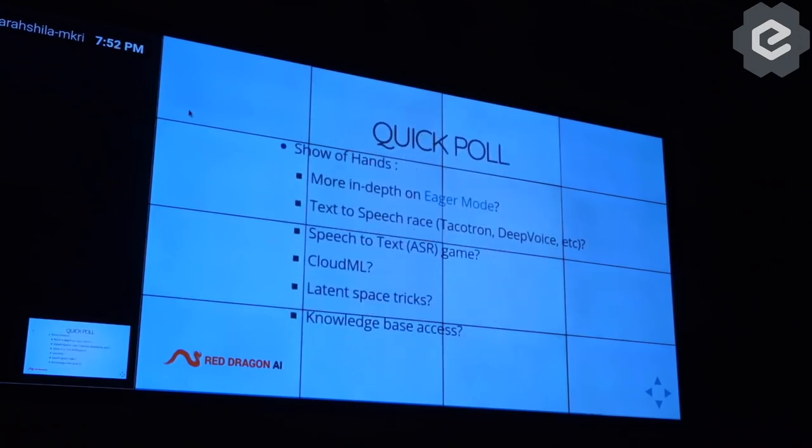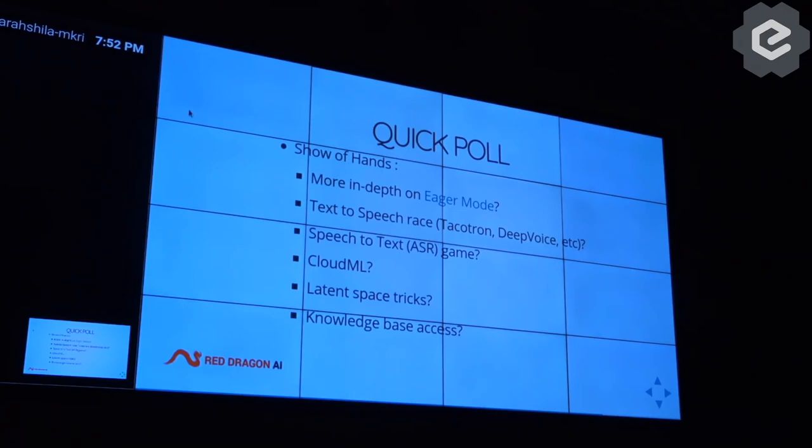Nice. So can I have a show of hands? Can everyone raise their hand? Everyone. This is just a rejection test, okay? Can everyone lower their hand now? Can everyone who didn't raise their hand before raise it now? Okay, I tried. Okay, who wants more in-depth stuff, like more eager mode? Okay, these are actually the eager people.